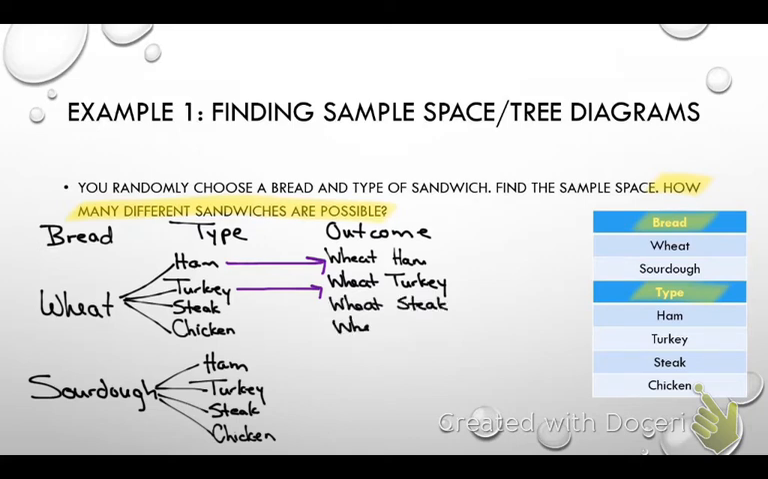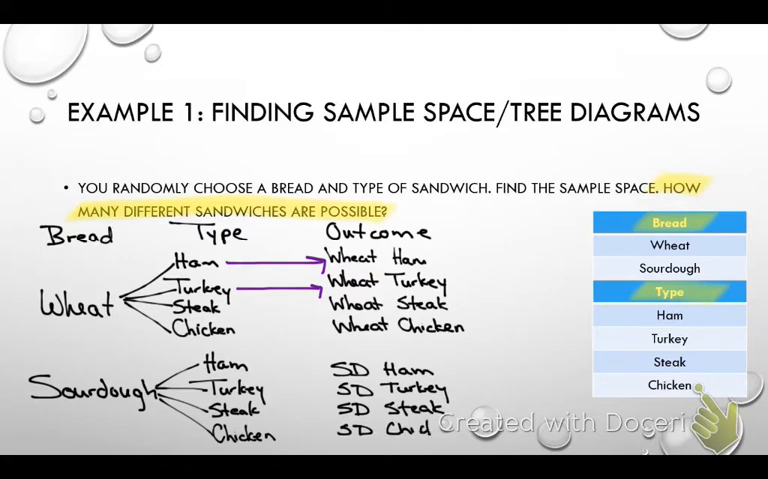So let's finish our outcomes. Okay, wheat and steak, wheat and chicken, sourdough ham, sourdough turkey, sourdough steak, and sourdough chicken. Okay, so how many total outcomes are there? 8. Yes, there are 8 total outcomes.